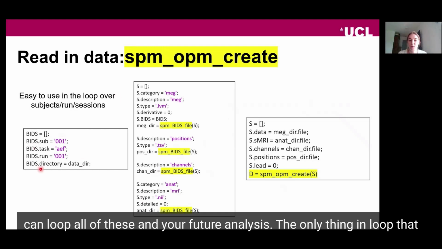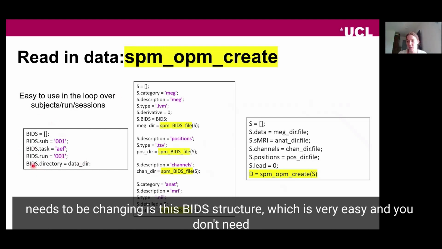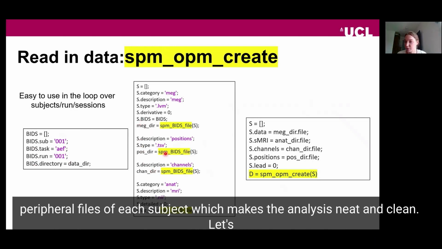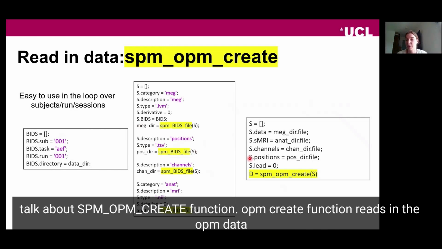And the only thing in the loop that needs to be changing is this subject structure, which is very easy. And you don't need to specify multiple times all the different file names for all the peripheral files of each subject, which makes the analysis neat and clean. So let's talk about the SPM OPM create function.